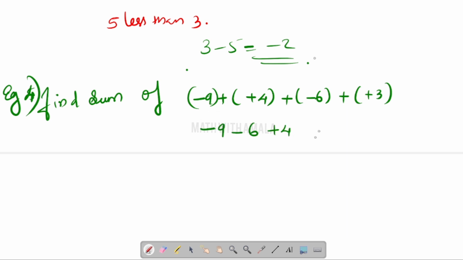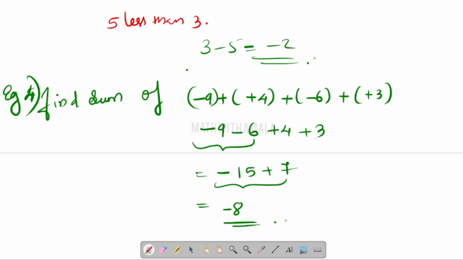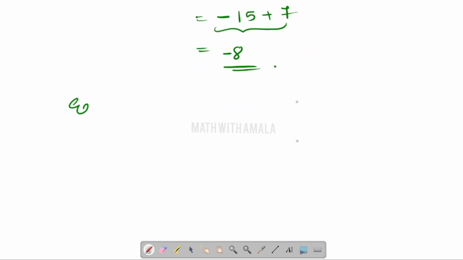Minus sign, so you can put the minus signs together. Minus 9 minus 6 plus 4 plus 3. Minus 9 minus 6 equal to minus 15. Then 4 plus 3, 7. Answer, difference and difference, larger number sign. And difference is 8 and larger number is 15. So its sign is minus 8.